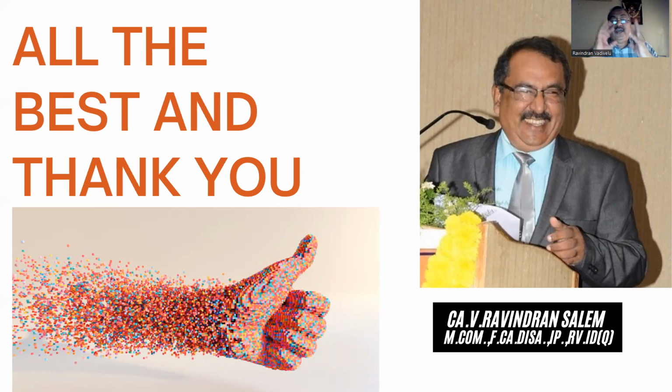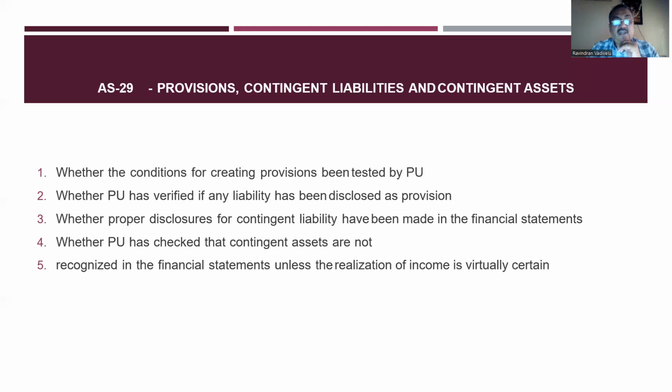And this portion I have concluded, and we have covered AS 1 to AS 29 in 3 parts. So I request everyone to go through the entire portion, and for any doubt, please refer to our ICAI peer review manual. From there, you will get it. And the explanation given by me is only from my angle. For any decision, you have to follow our institute.